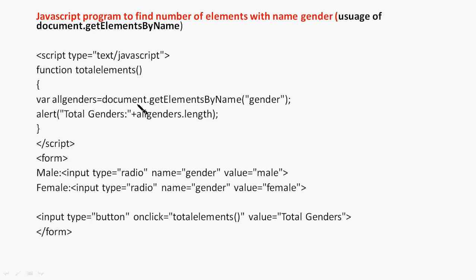Here you can see the HTML DOM document.getElementsByName. So here the HTML elements are accessed by name, the name value gender will be accessed, and it will be printed. allGenders.length will be printed. This is the usage of getElementsByName.